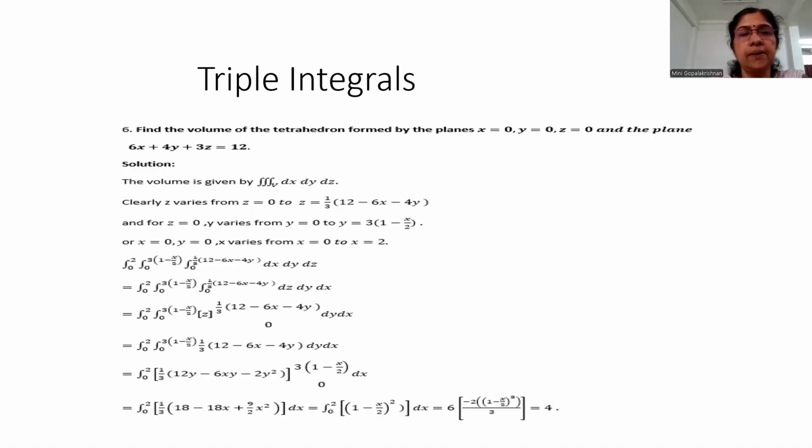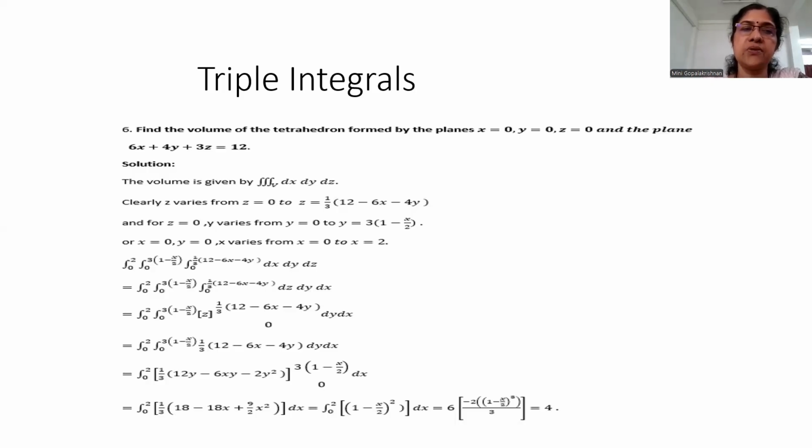Now to check the limit of z, we'll take z as the innermost integral, y as the middle one, and x as the outermost integral. So we attach number limits to x, variable limits to y, and variable limits to z. Going back to the plane to search for the limit of z, we can see that 6x plus 4y plus 3z is 12. So that gives us the z value as (12 minus 6x minus 4y) divided by 3. So the limit of z is from 0 to 1/3 of (12 minus 6x minus 4y).